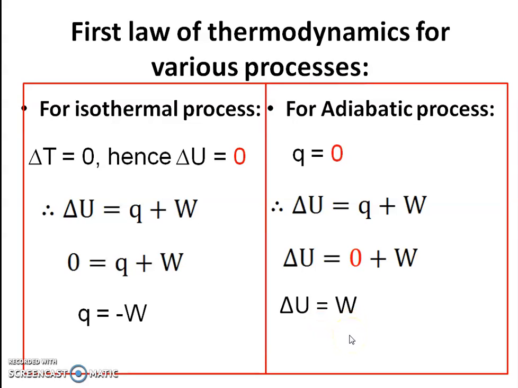It means for an adiabatic process, the change in internal energy is due to work done on the system by the surroundings. Now this equation, delta U is equal to W, we can write in another way also. When we reverse the signs, we get minus delta U is equal to minus W. It means work done by the system is at the expense of internal energy.